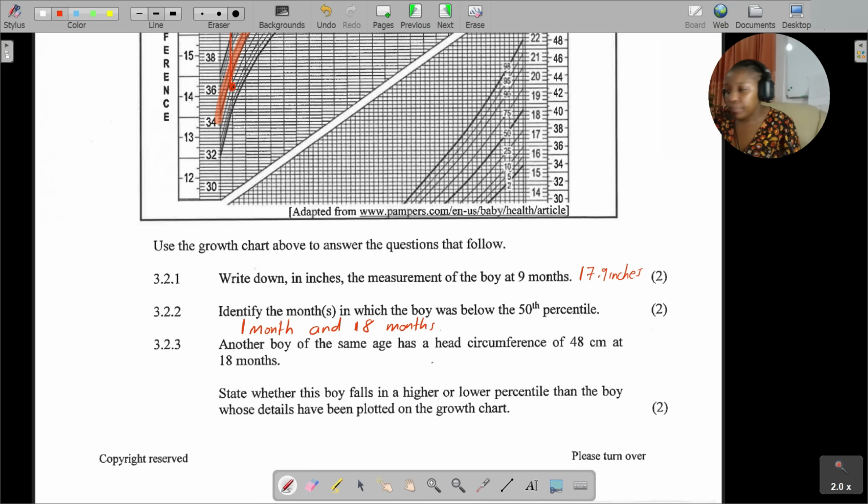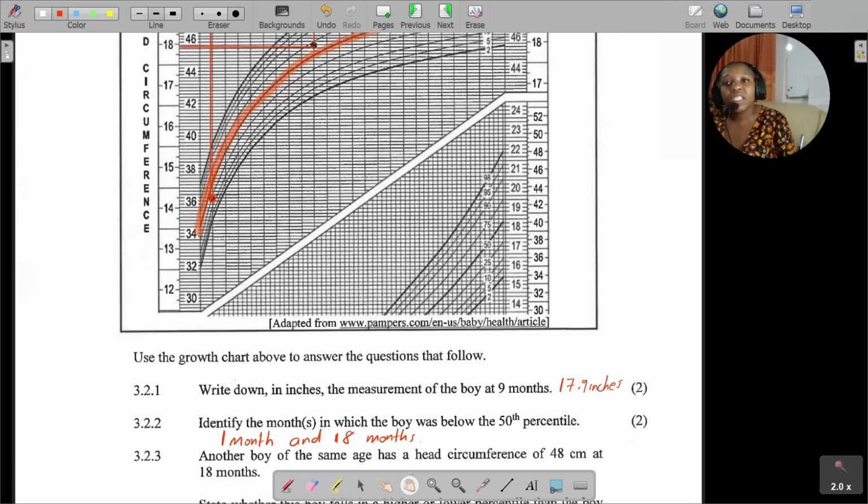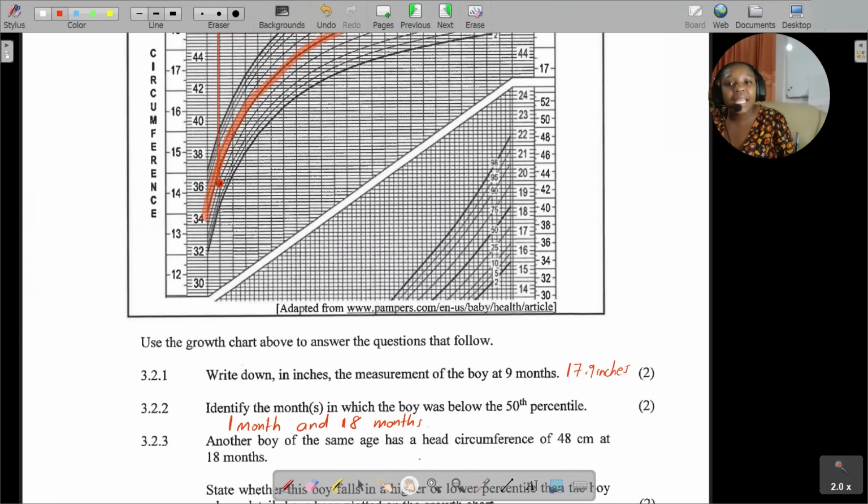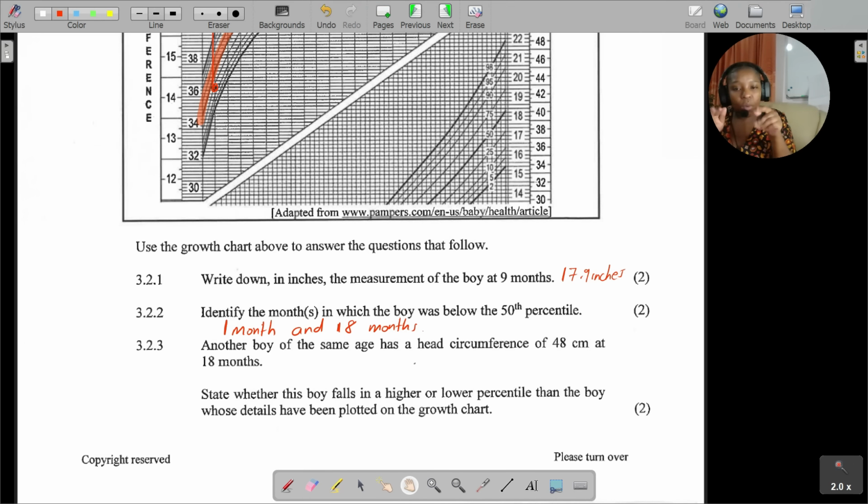Question 3.2.3. Another boy of the same age has a head circumference of 48 centimeters at 18 months. State whether this boy falls in a higher or lower percentile than the boy whose details have been plotted on the growth chart, right? In this case, we know that this is the growth chart for this one boy. But now they're telling us that on this growth chart, we want to plot a head circumference of 48 centimeters at 18 months. Let's start there. Let's plot that 48 centimeters at 18 months.